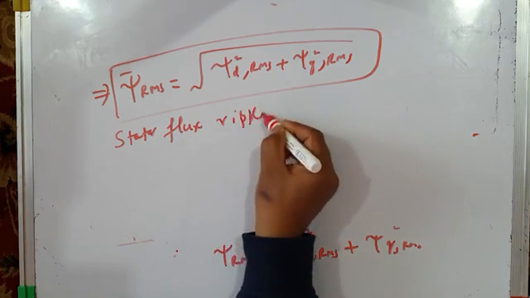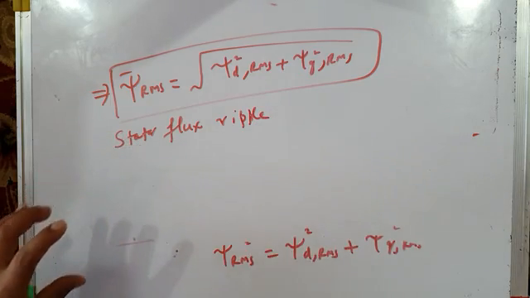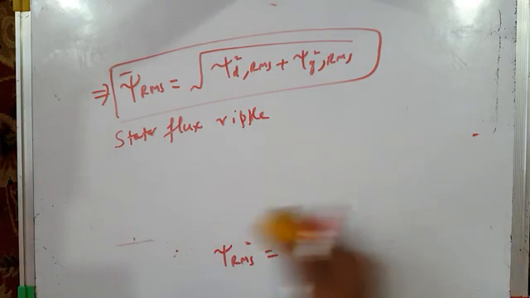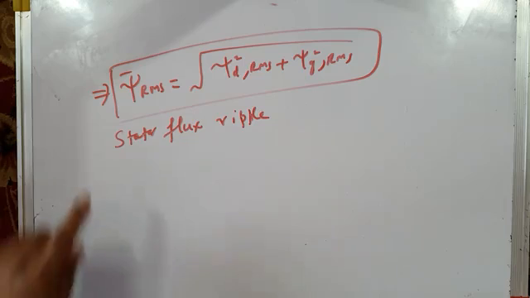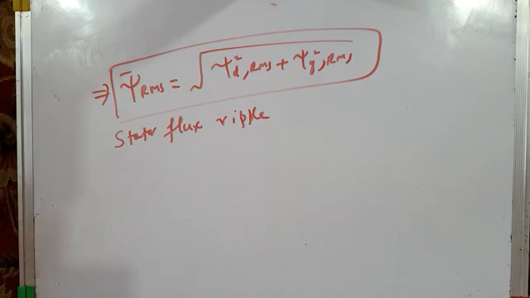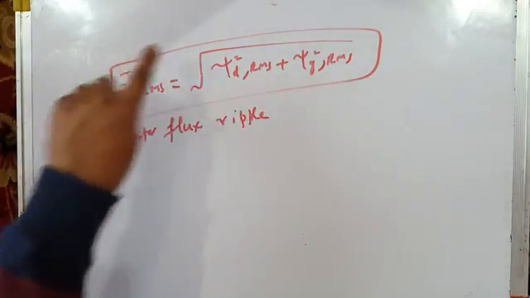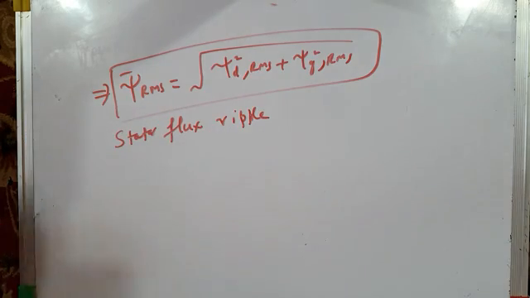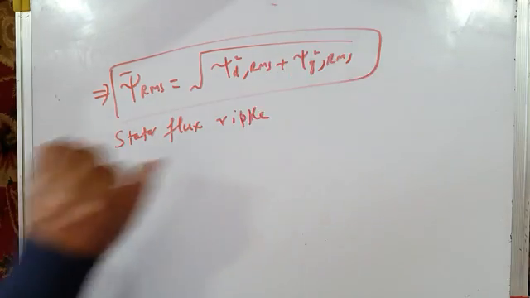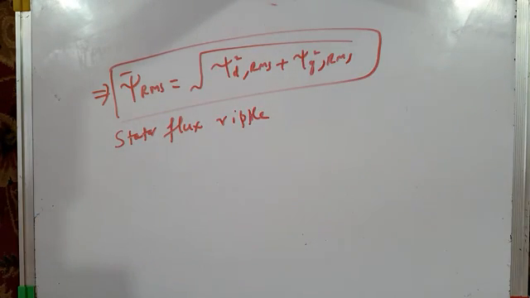And interestingly, the stator flux ripple is a measure of current ripple, the ripple in the current flowing in the windings of an induction motor, because the flux is directly proportional to current. If you are able to find the stator flux ripple, this stator flux ripple is a measure of stator current or load current ripple.